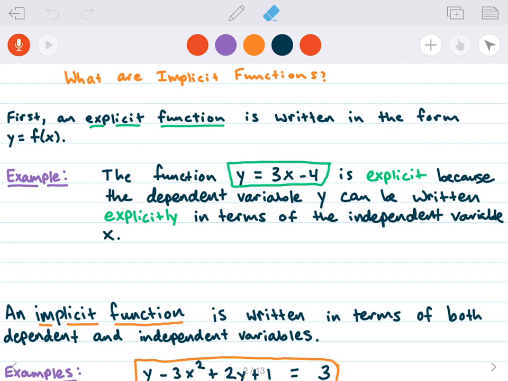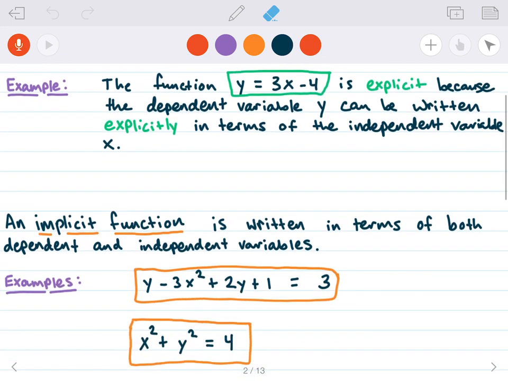Firstly, an explicit function, the opposite of an implicit function, is just a function that we're used to, written in the form y equals f of x. So for example, the function y equals 3x minus 4 is explicit because the dependent variable y is written solely in terms of the independent variable x. Okay, so that is an explicit function.